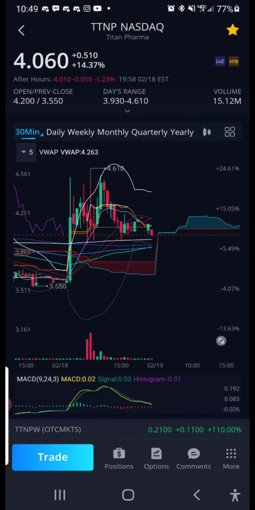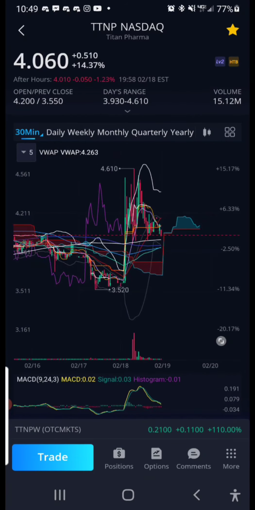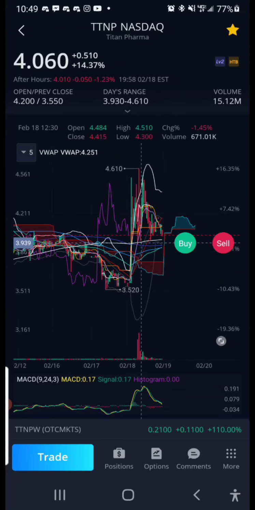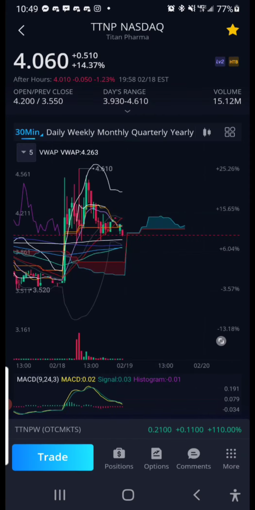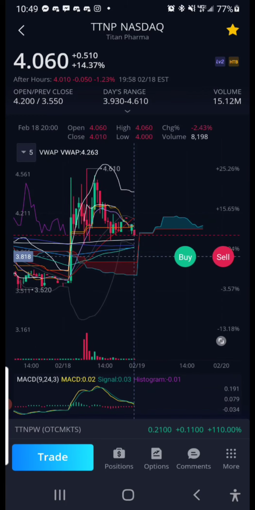30-minute. So, it looks like we'll be coming down just a little bit further. The 200 MA, which is the white line right here, and the 150 MA, which is the dark blue line on my Webull, how I have it set up. It's looking like it should come down to that 388.